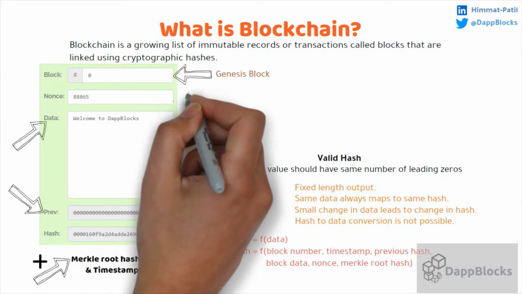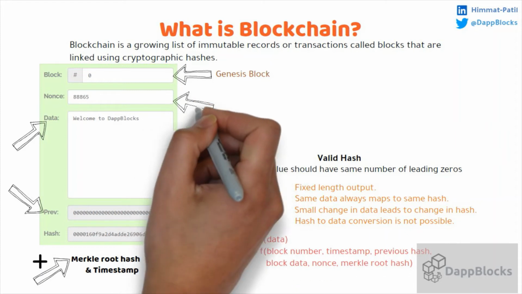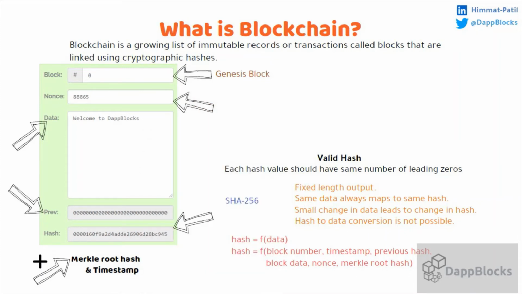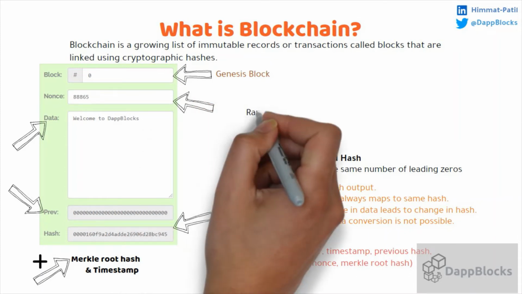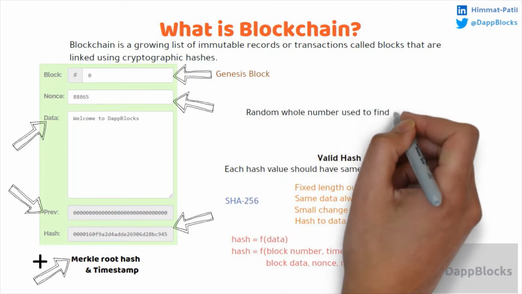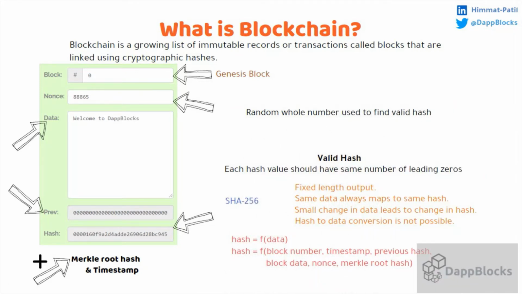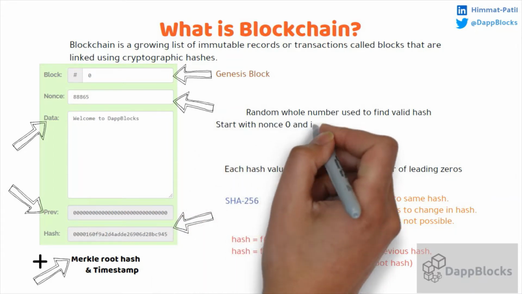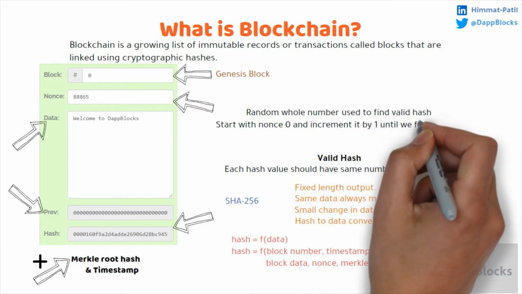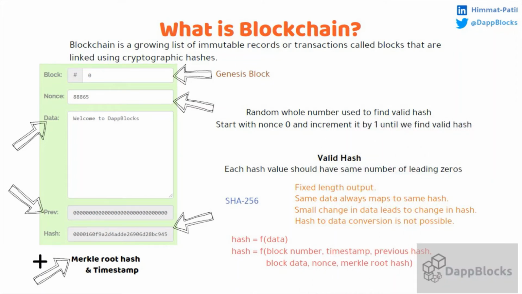Sixth, nonce. The nonce is the number used to find the valid hash. To find a valid hash, we need to find a nonce value that will produce a valid hash when used with the other information from the block. The process to determine the nonce is to start with a nonce of 0 and keep incrementing it by 1 until we find the valid hash. Seventh is timestamp, a record of when a block was created. This timestamp helps to keep the blockchain in order.